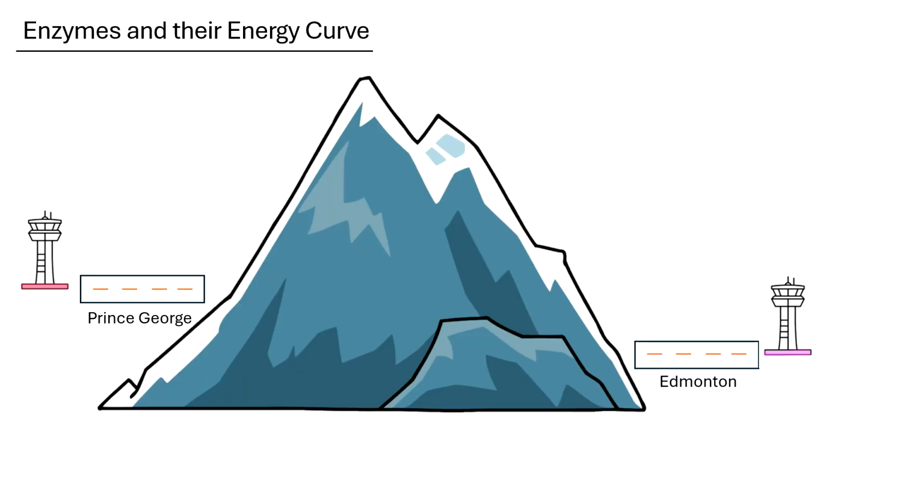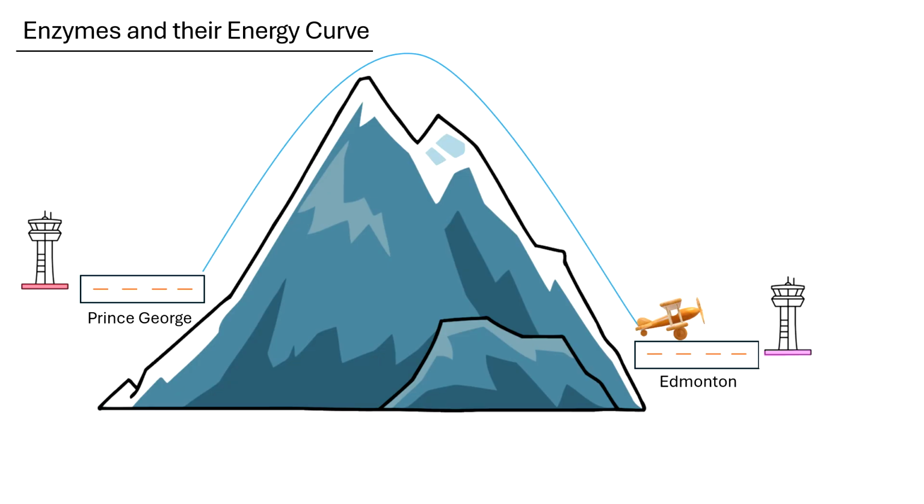Now, let's look at those enzymes and the energy curve associated with them. So let's take a trip, for example. You want to go visit your grandma, who lives in Edmonton, and you live in Prince George. To do that, you have to fly all the way over the Rocky Mountains. They're right in between. To start with, this is the main path you would have to take. So you're going to hop in your airplane, your little crop duster from Prince George, and you're going to fly all the way over the Rockies and land in Edmonton.